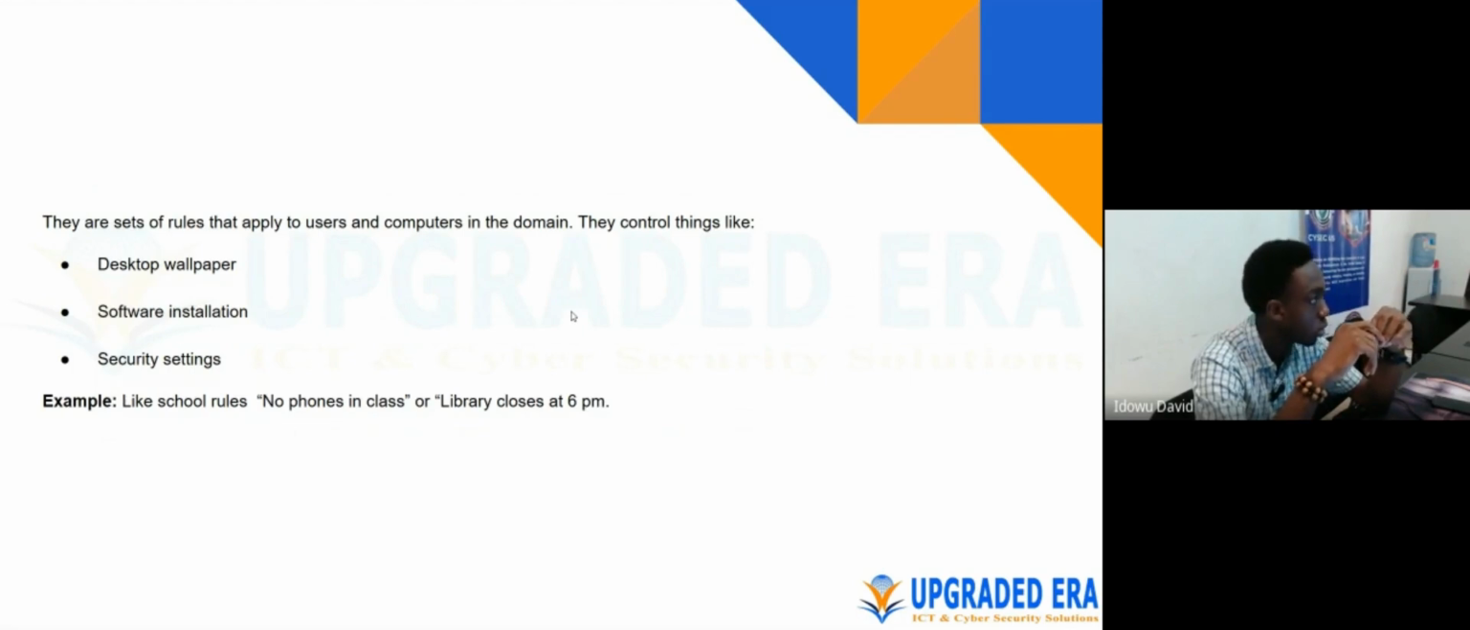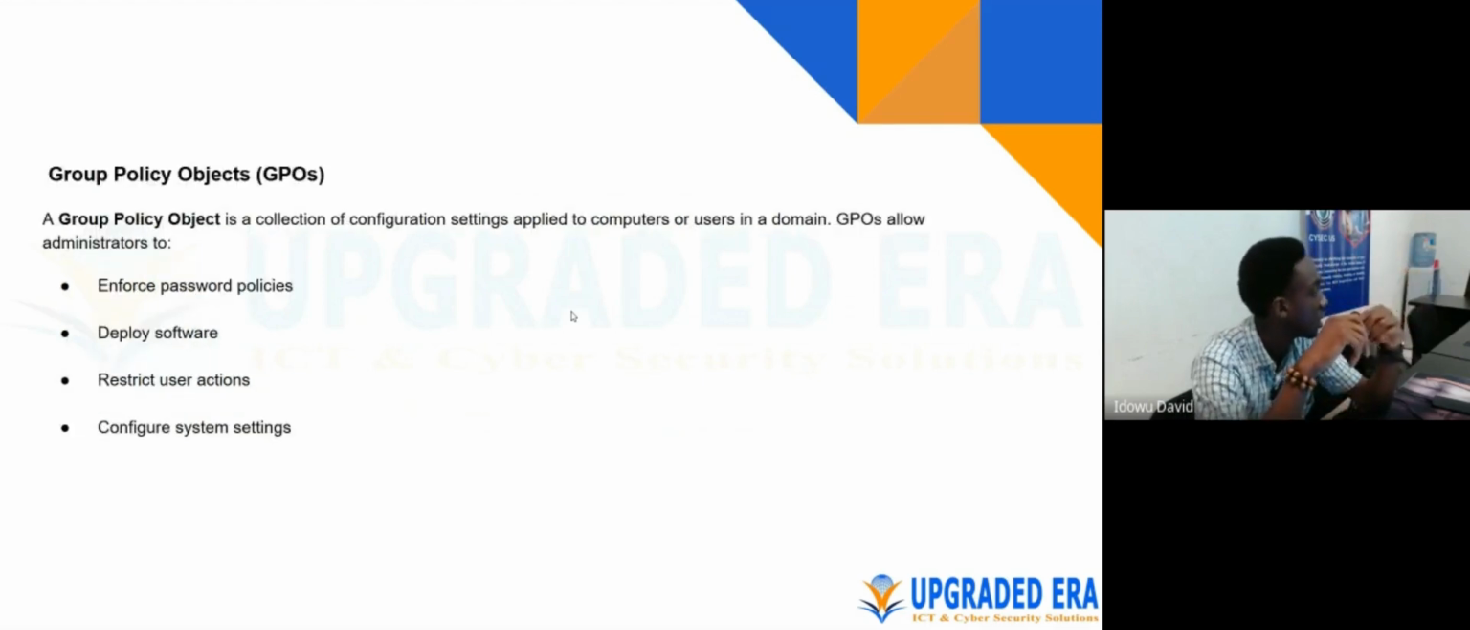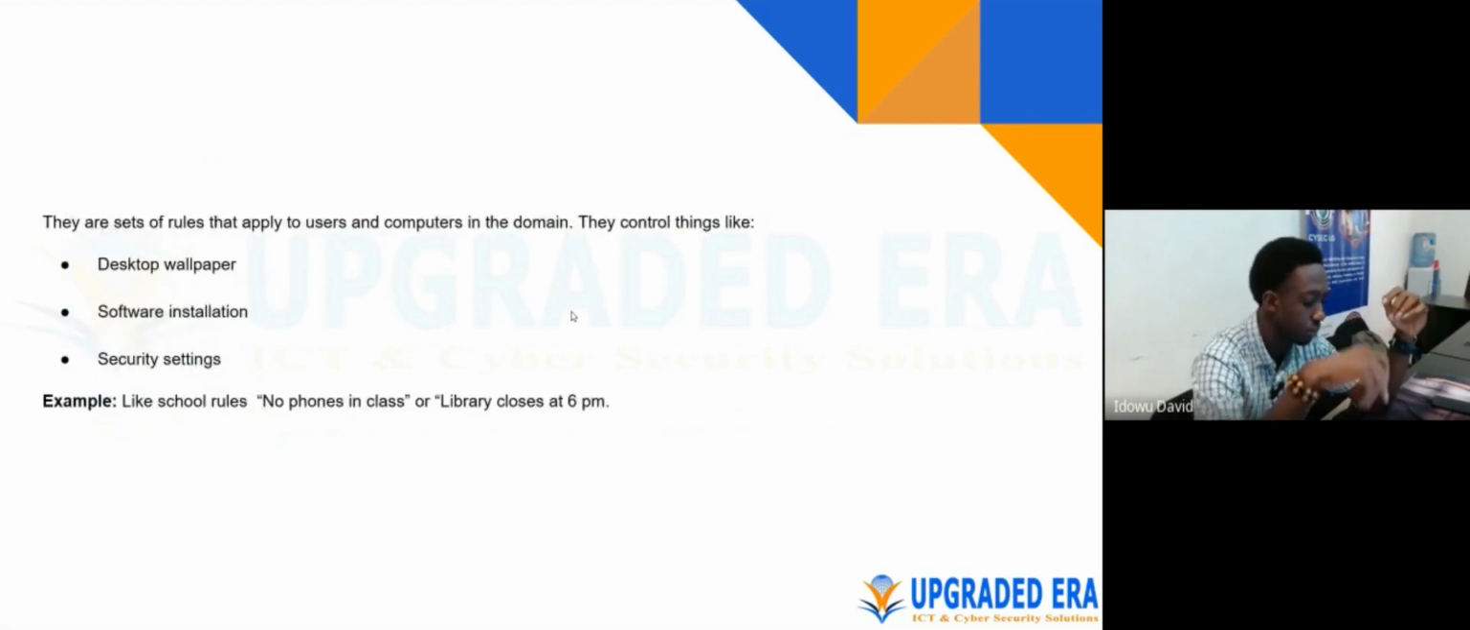For example, a group policy object is more like when there is a rule in a particular school, such as no phones in class or the library closes by 6 p.m. That rule is enforced throughout everybody in the school. That is called a group policy object.